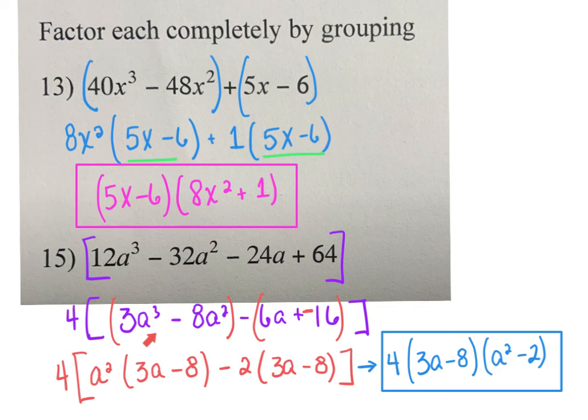And then in my first group, I could take out an x squared, that left me 3a minus 8. I took out a 2, that left me 3a minus 8. So my group in common was 3a minus 8. I had the 4, 3a minus 8, and then what was left over was a squared minus 2.